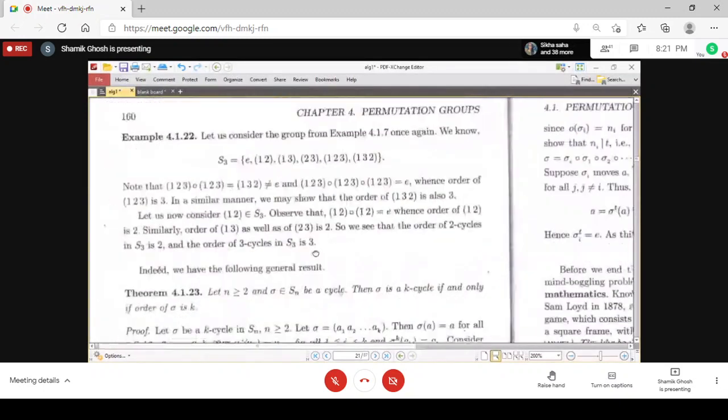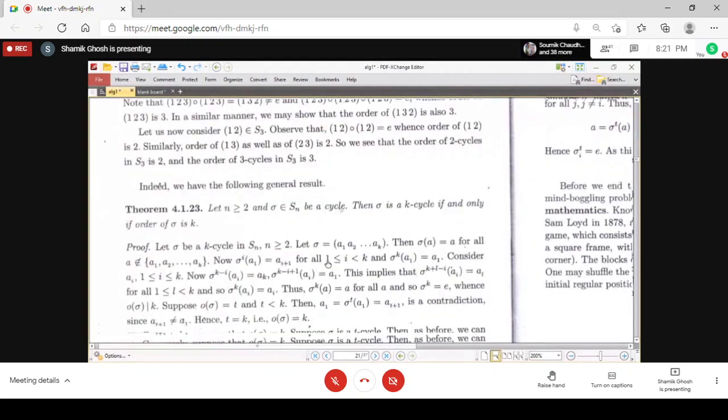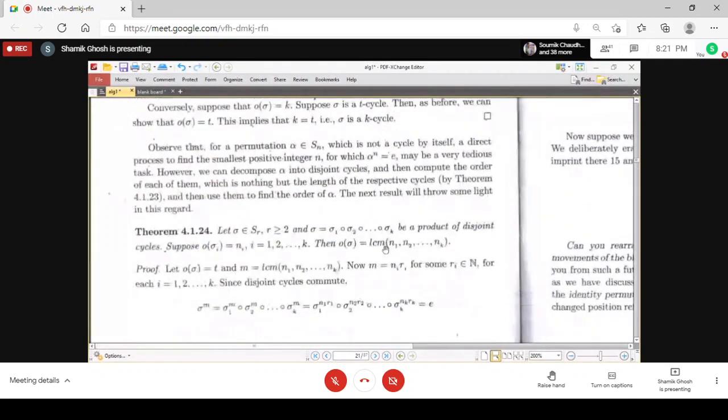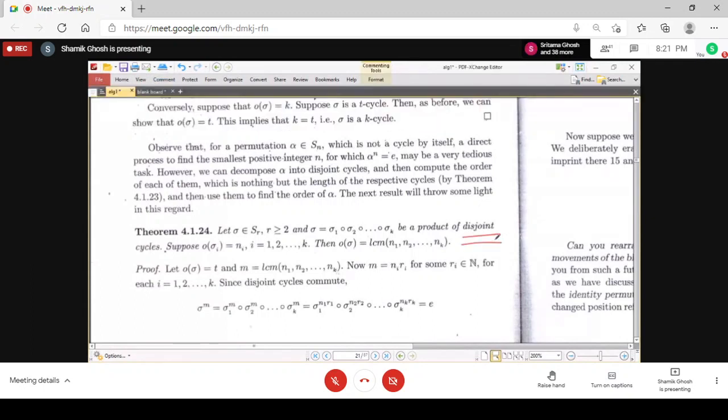So these are some small results: every k-cycle is of order k. And this is another result: if you take a product of disjoint cycles, then the order is the LCM of the orders of the cycles. But you must be very careful about the term disjoint, because otherwise they will not commute and it will not be the LCM of them. So if they are disjoint cycles, then the order of the element is just the LCM.